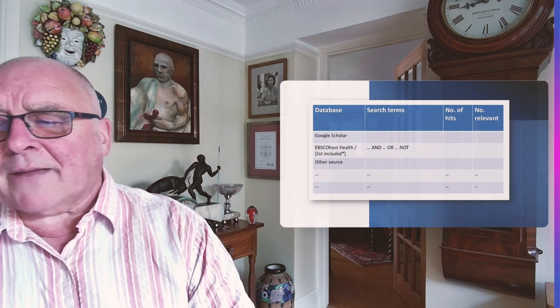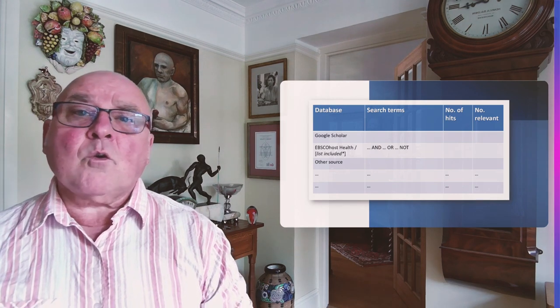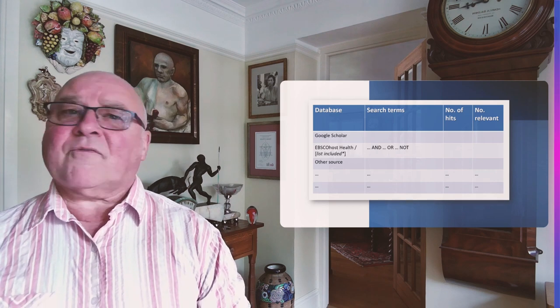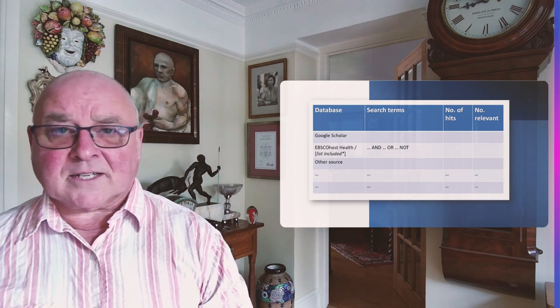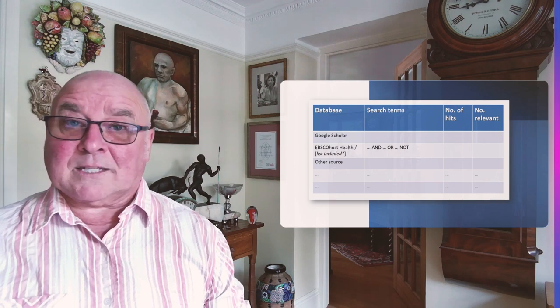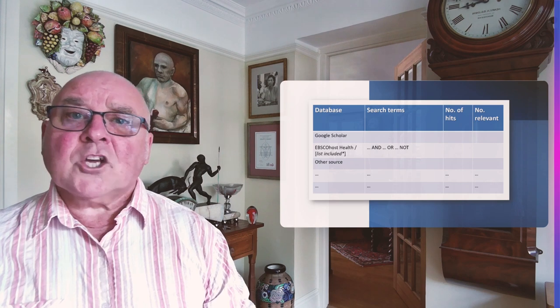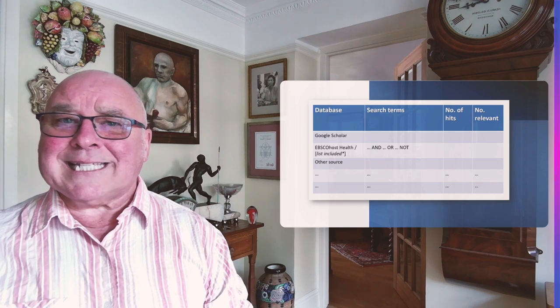In the next column, I've got the number of hits. That means the number of articles returned. So if you go onto Google Scholar, you might find that thousands upon thousands of articles are returned. That gives you the idea that, yes, it's worth doing this particular search because there has been a lot written on it. So that's a really good indicator.